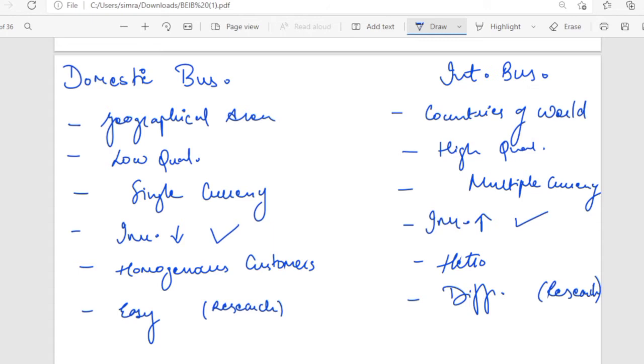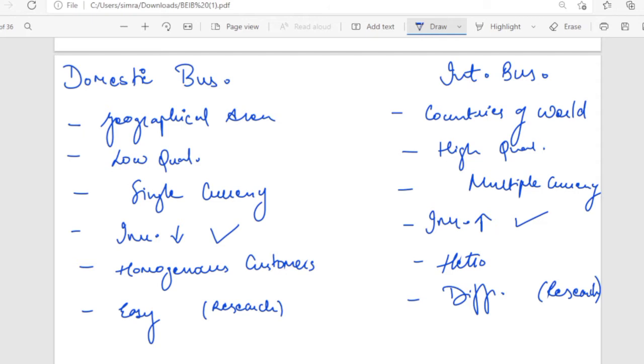Obviously there are multiple currencies which you will be using, different technologies, different labor skill, manpower that you have to invest in, so the capital investment will be high for international business. Now in domestic business, the customers whom you are selling your products, your goods, whom you are giving the services, will be what? Homogeneous. Homogeneous means what? Each and every one's preference and taste will be the same.